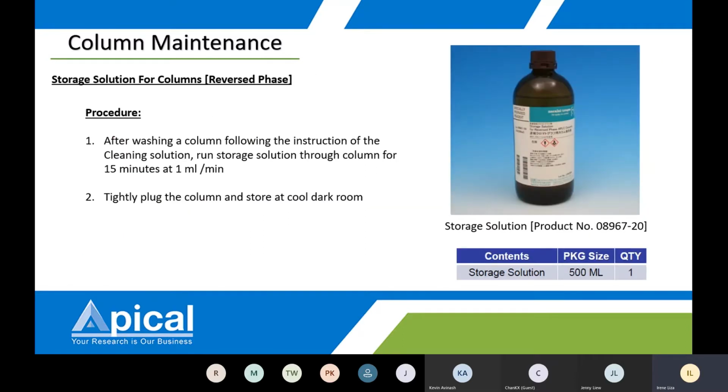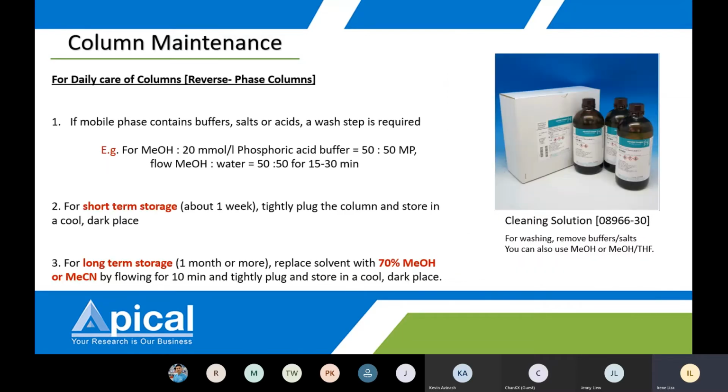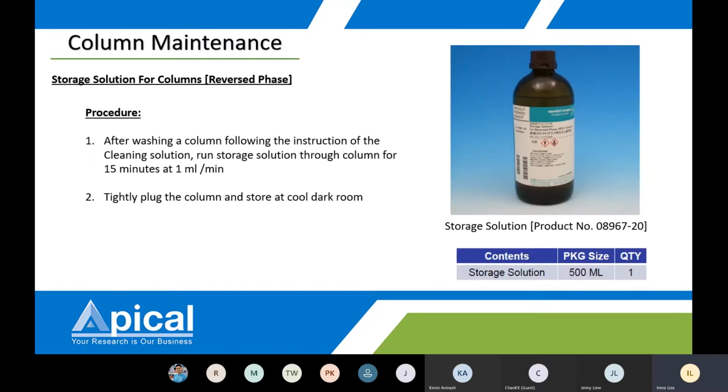Now, there is also a storage solution for columns, especially when you're going to keep them for quite some time, in a longer storage. The procedure is quite direct. After you wash a column, following the instruction with the cleaning solution, you just have to run the storage solution into the column for about 15 minutes at a flow rate of 1 ml per minute. Once that is done, you can tightly plug the column and store it in a dark room. So basically what we have from Nakalai is the cleaning solution as well as the storage solution.